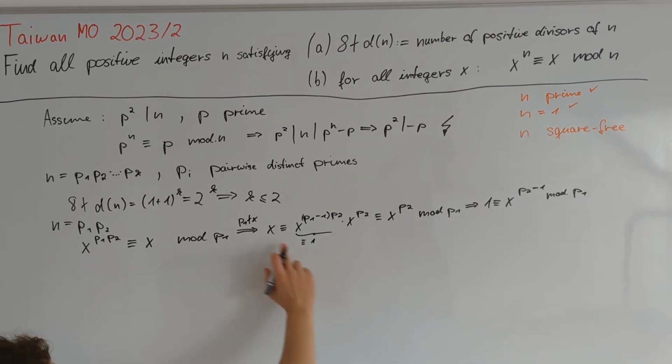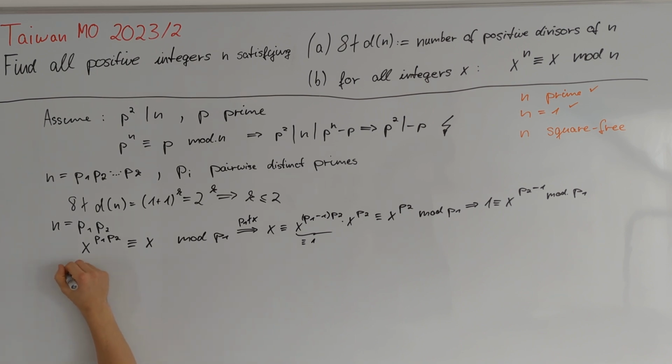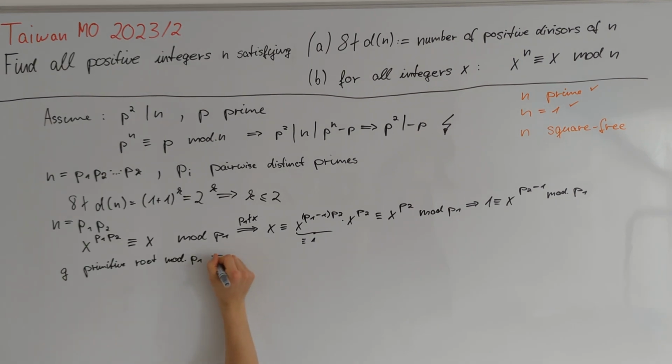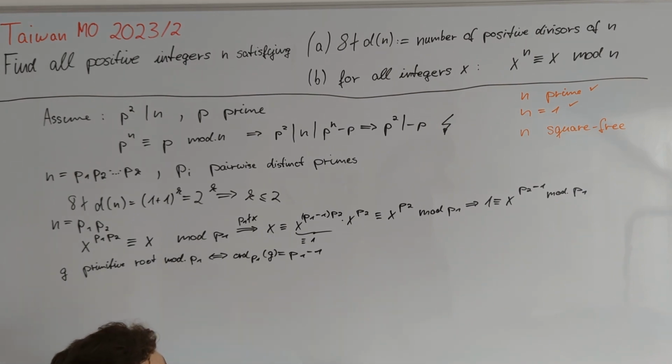Recall that we still almost have a free choice for x. So we can just take x to be a primitive root modulo p1. Let's define g to be a primitive root modulo p1. This means by definition that the order of g modulo p1 is equal to p1 minus 1, where the order modulo p1 of some element is the smallest positive exponent such that this element to this power is again congruent to 1 modulo p1. All of these definitions and statements we use here are also linked to in our description.